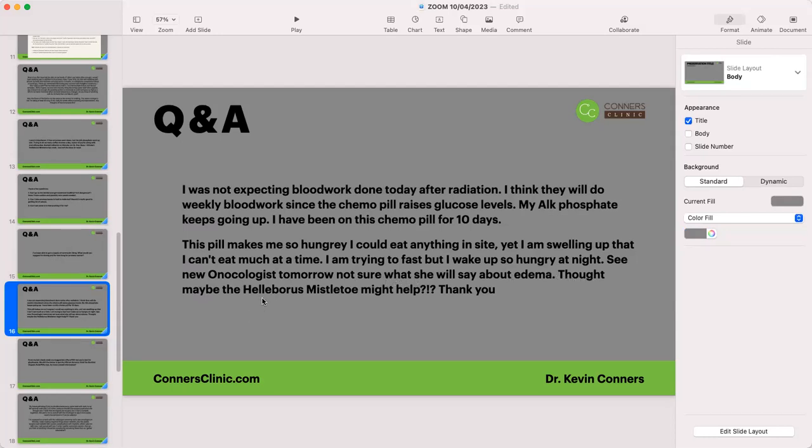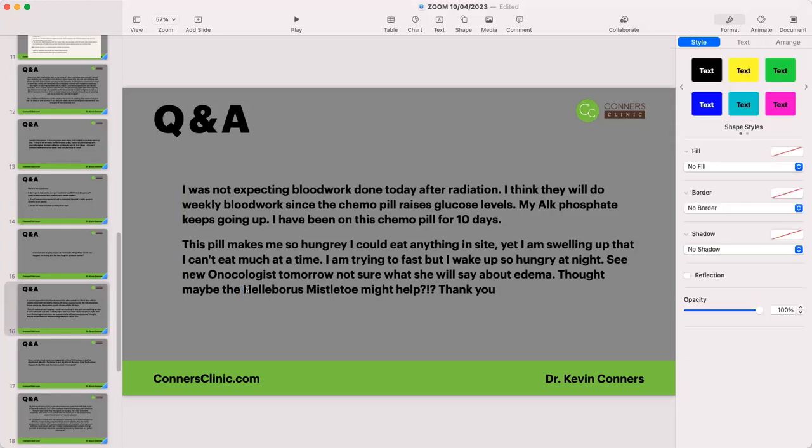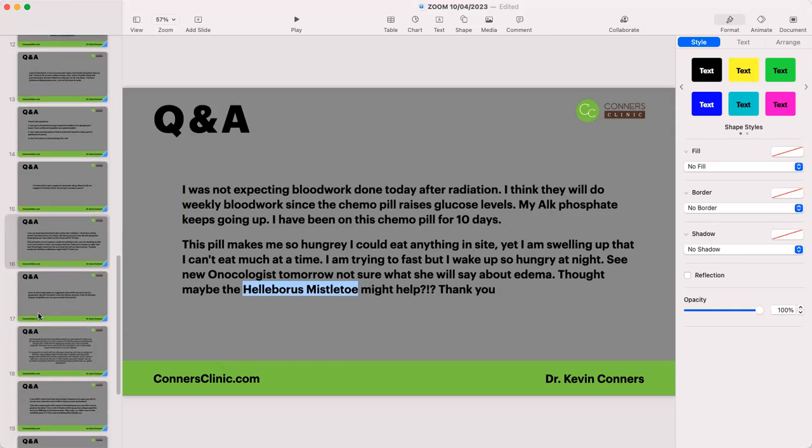Thought maybe the Helleborus mistletoe might help. Yeah, I'm excited to hear if you see that this helps. We've had some other people that have used that while they were doing radiation with some good success.